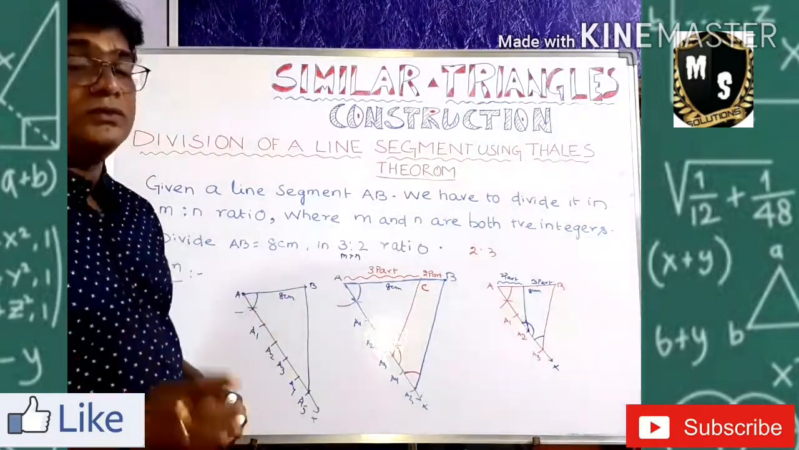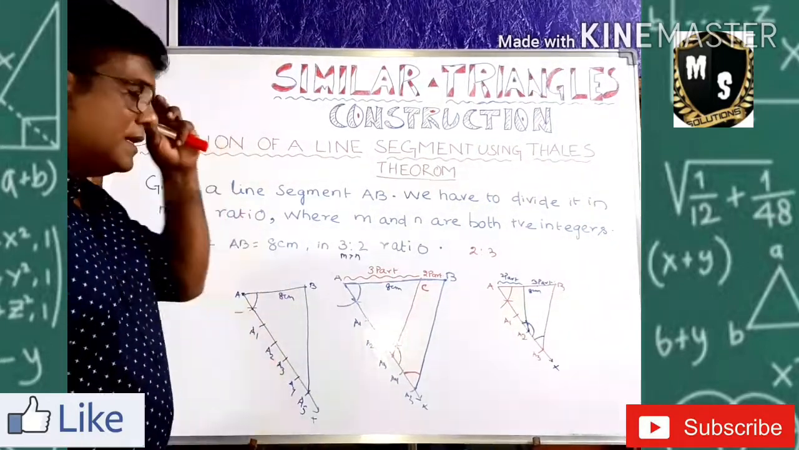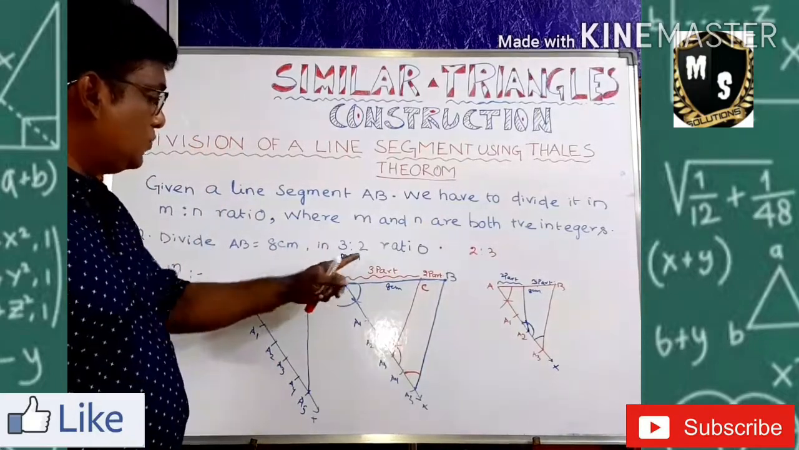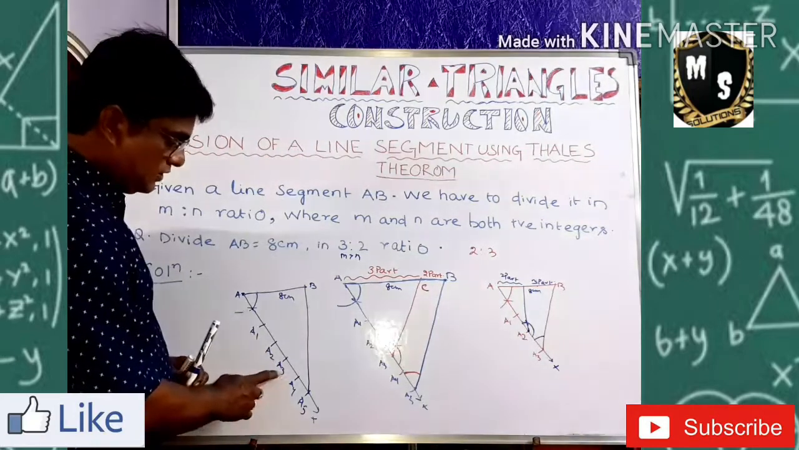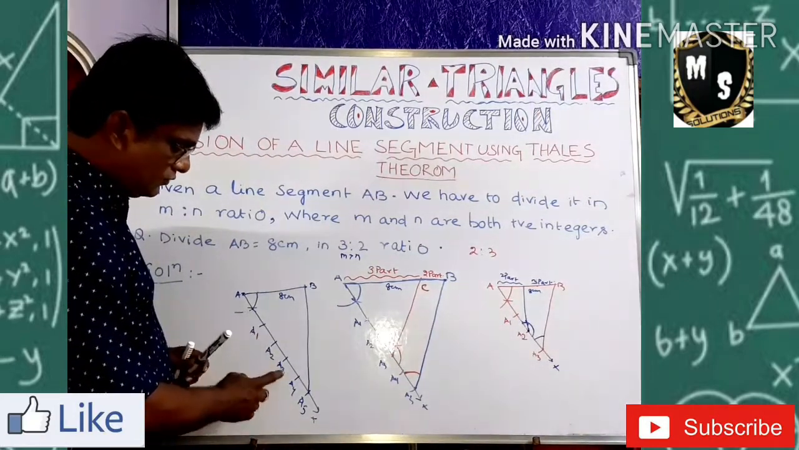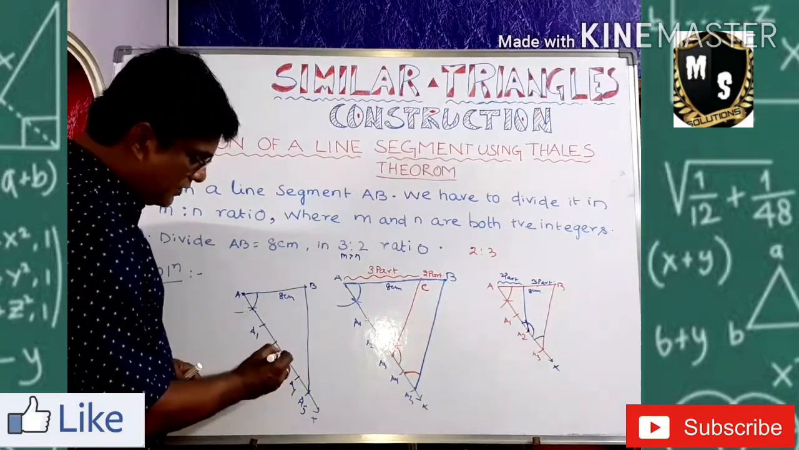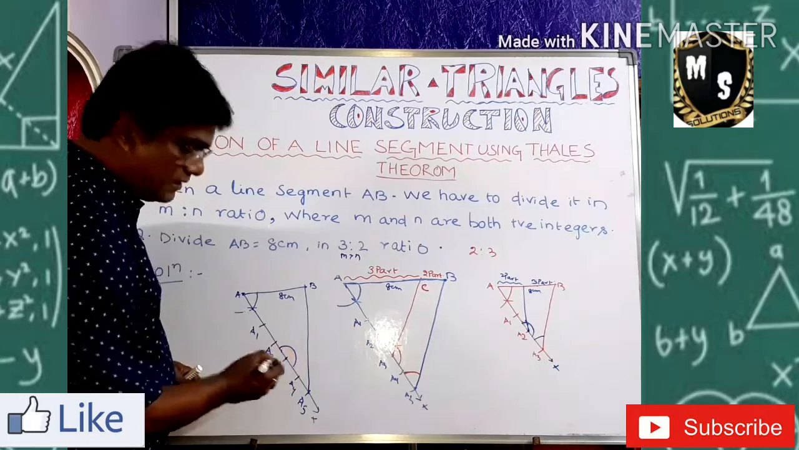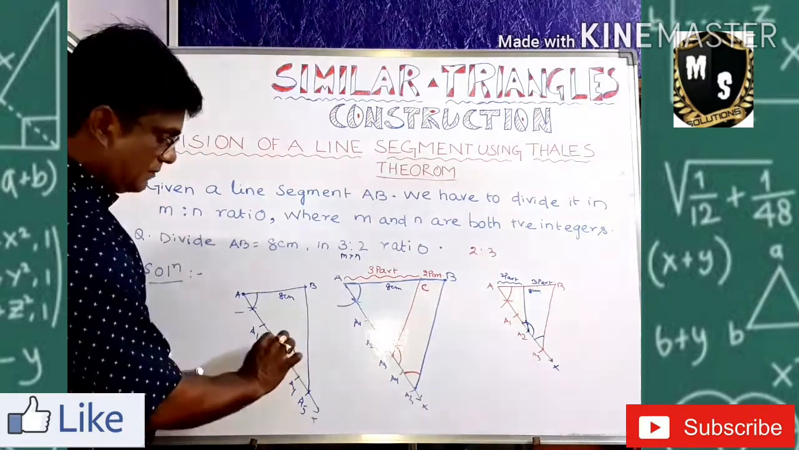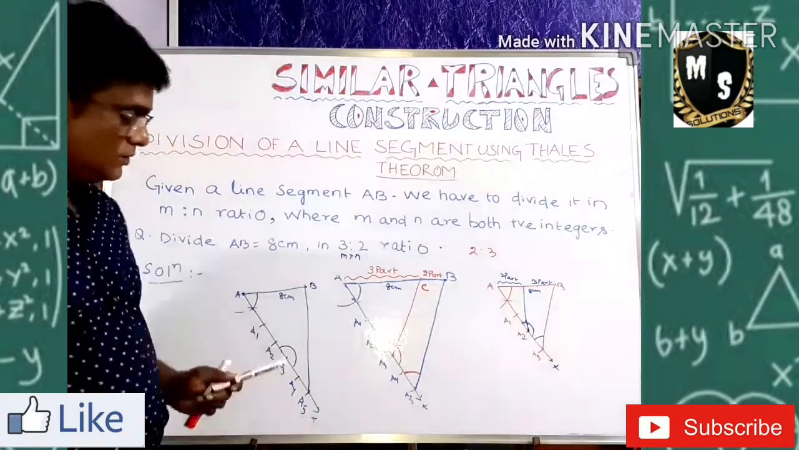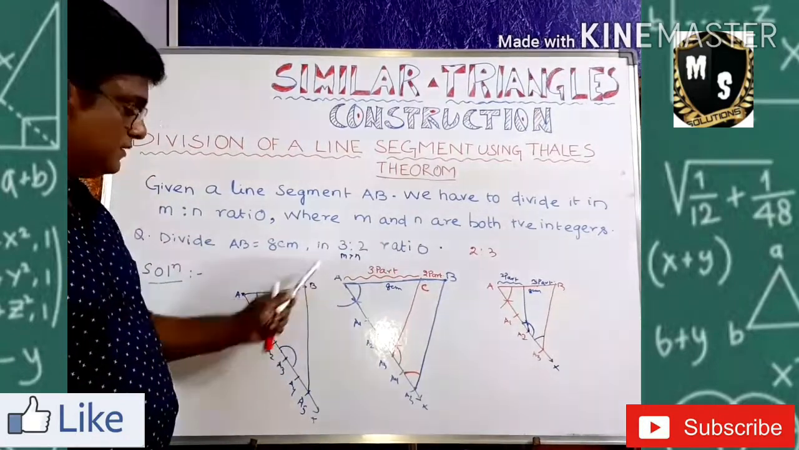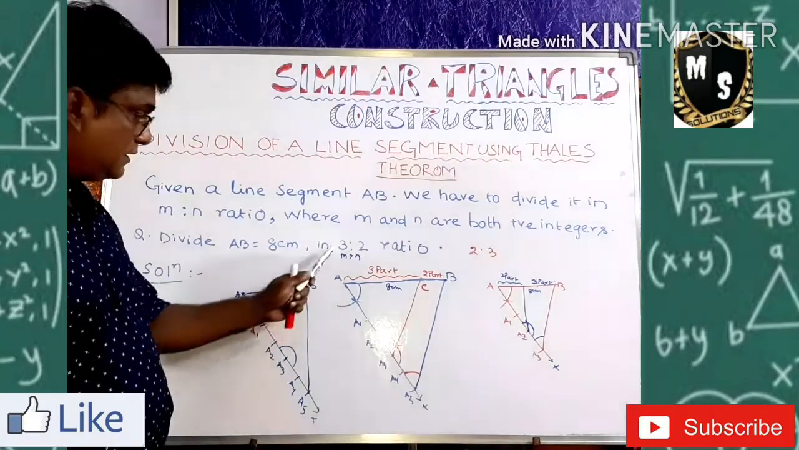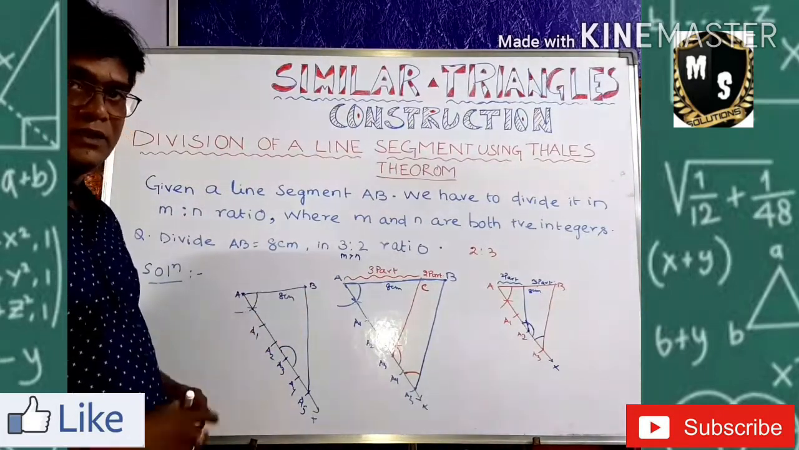Now the most important thing. What is that? 3:2. Where is 3? 3 is here, 1, 2, 3. Here you take an arc. Put your compass and take an arc at the 3 point, because 3 is here. That is the point you have to take. Clear now?